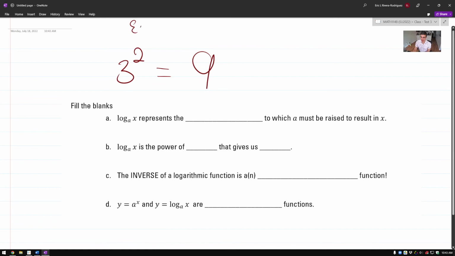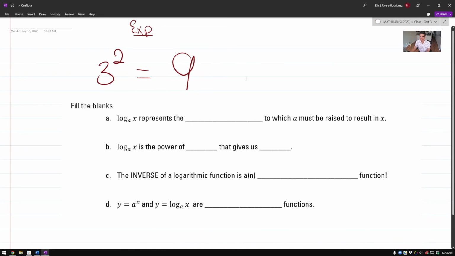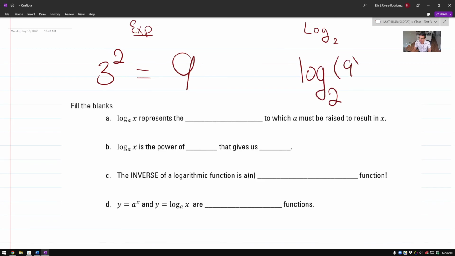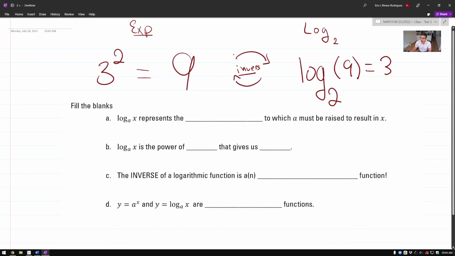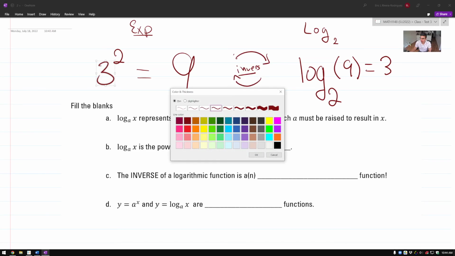What we're seeing here is the exponential expression of 3 raised to the power of 2 equals 9. Let's see the logarithmic expression, log base 3. If I put here log base 3 of 9, the result is going to be 2. Remember, they are inverse to each other. And I want you to focus on these numbers, and let me change the colors.